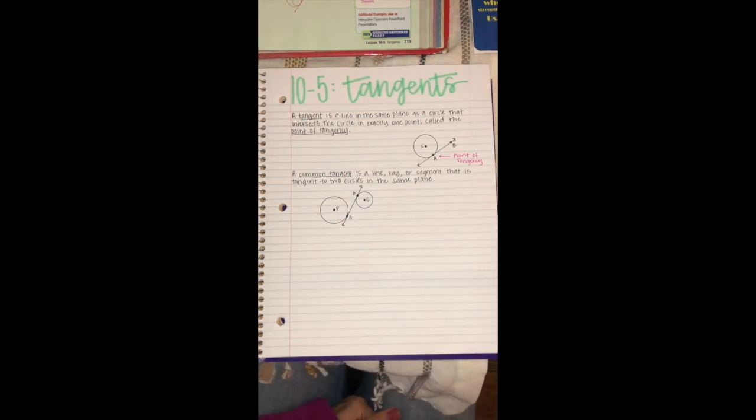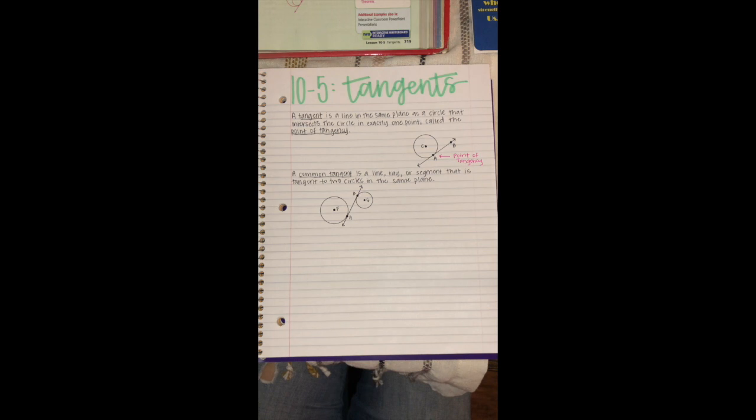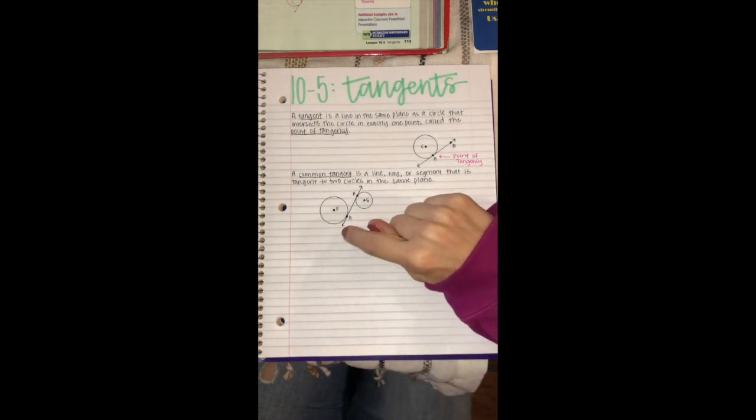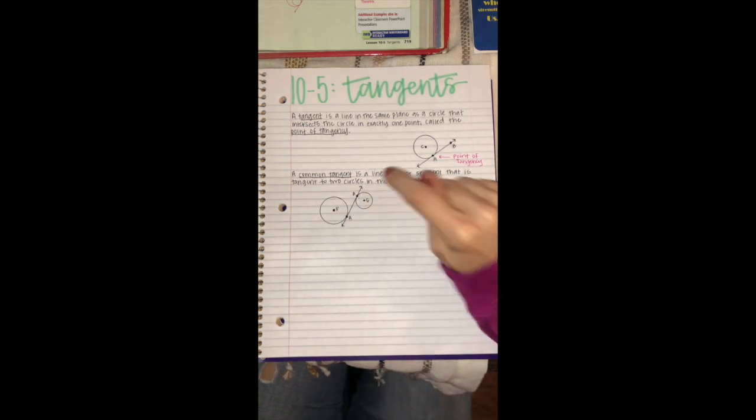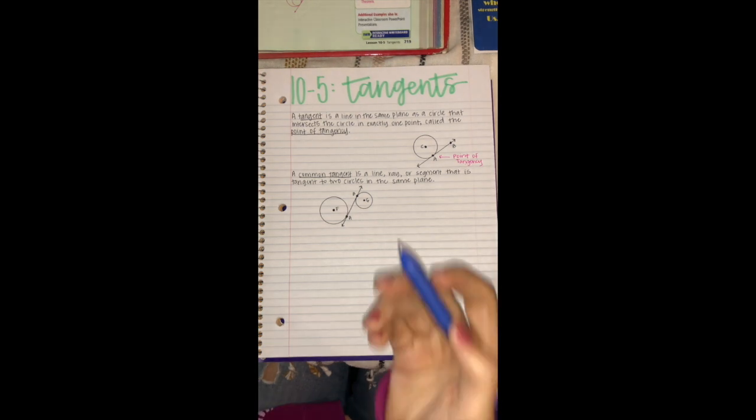Next definition we have today is a common tangent, and a common tangent is a line, ray, or segment that is tangent to two circles in the same plane. So if you see right here, we have two circles, circle F and circle G, and then this one line, we'll call it line AB, is tangent to both F and G. So that same line is tangent to two different circles, common tangent.